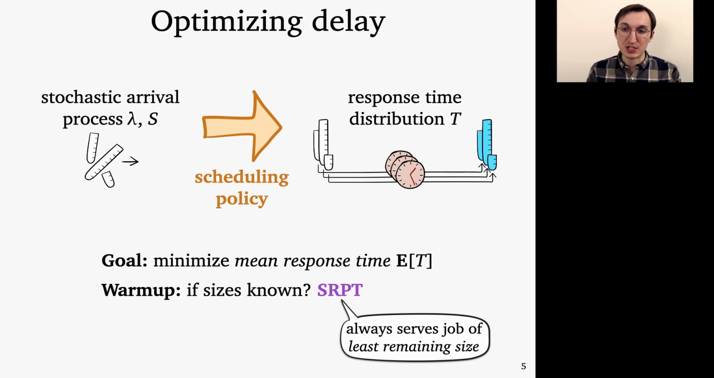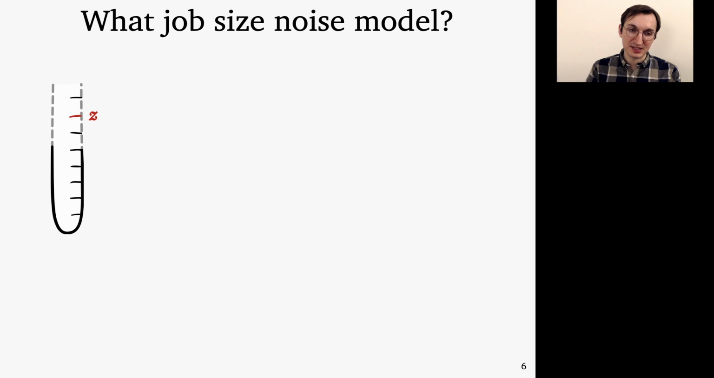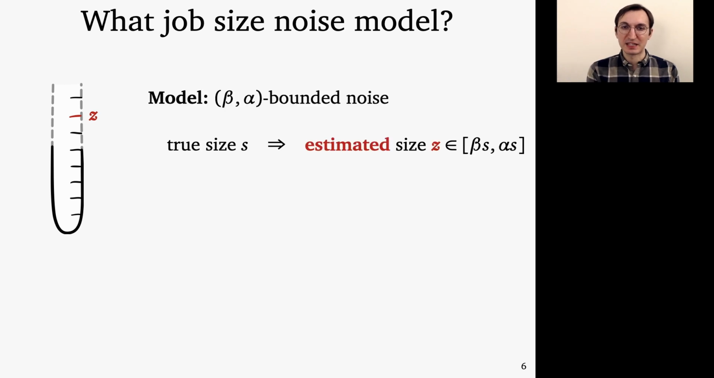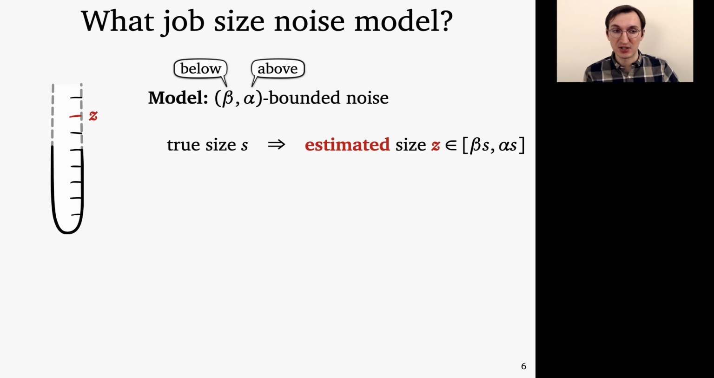But in this talk, we don't have access to exact job size information. We only have access to noisy size estimates. So when a job walks into our system, if we're the scheduler, we see an estimated size Z, and we know the true size is somewhere around Z, but we don't know exactly where. So what precise assumptions are we going to make about the noise model? We're going to assume something that we call beta-alpha bounded noise. This is saying that if a job has true size S, then its estimated size will be within a factor of beta below or alpha above the true size S. So the mnemonic is beta is for below, alpha is for above. Another perspective on this is that if we look at a job in our system and it has estimated size Z, that means its true size is somewhere between Z over alpha and Z over beta.